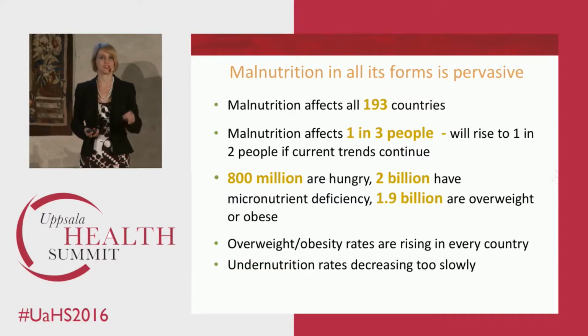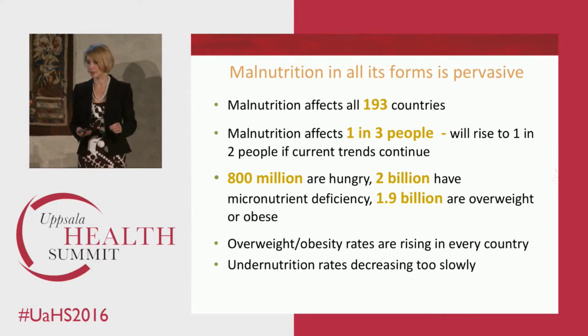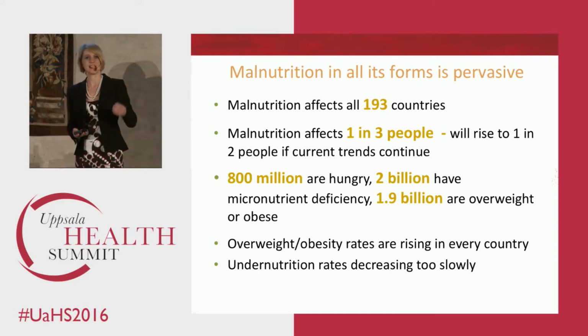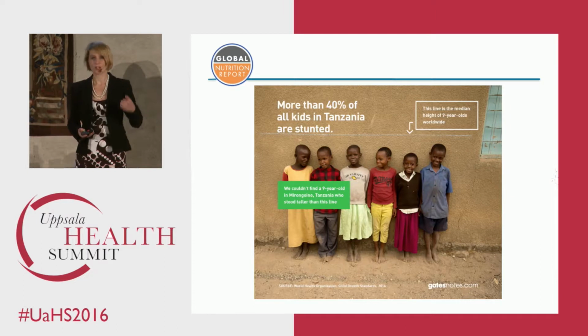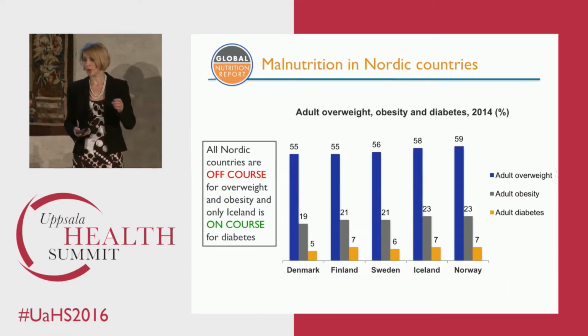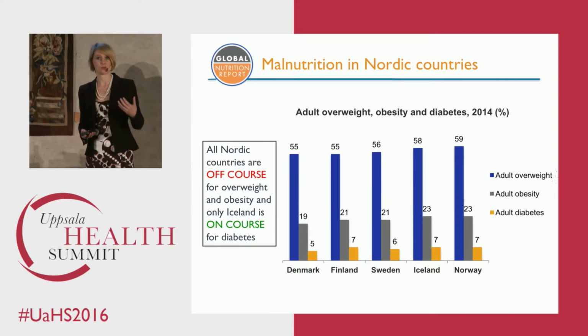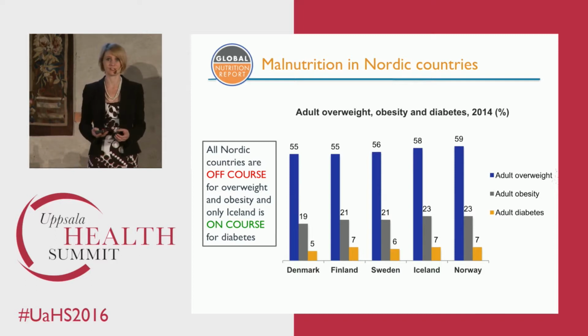You have malnutrition affecting all 193 countries, affecting 1 in 3 people. This is a vast problem for global health. These are some stunted kids in Tanzania. This is our image of malnutrition in the developing world. But we have malnutrition among us too. This is malnutrition, as we call it, overweight and obesity in the Nordic countries.